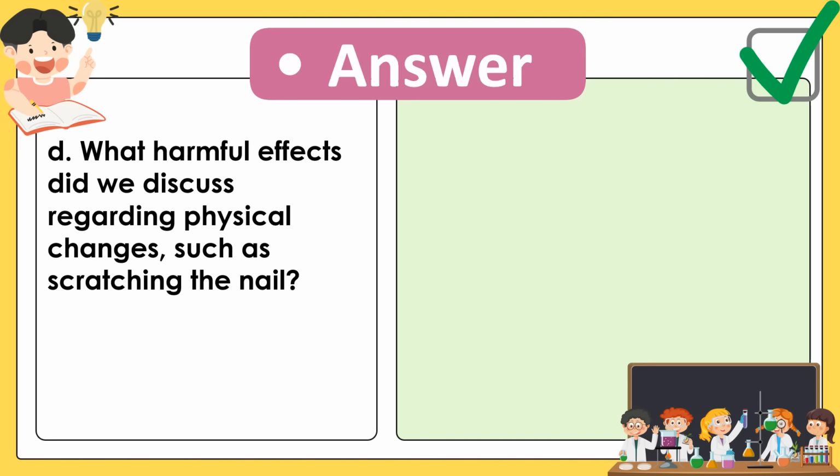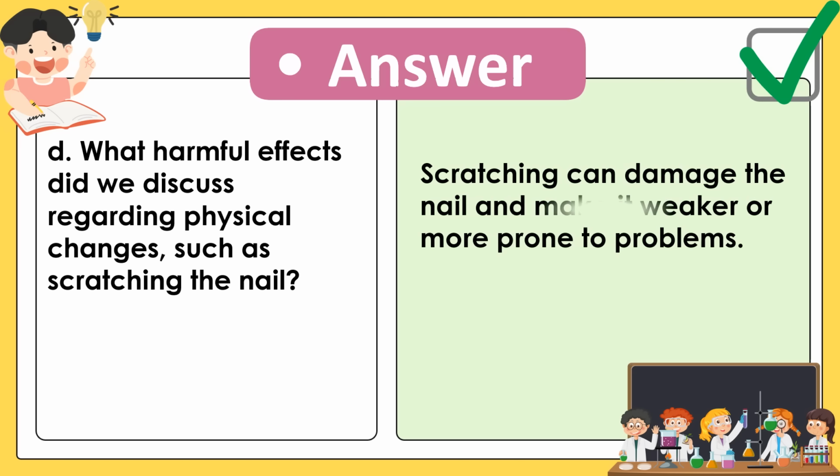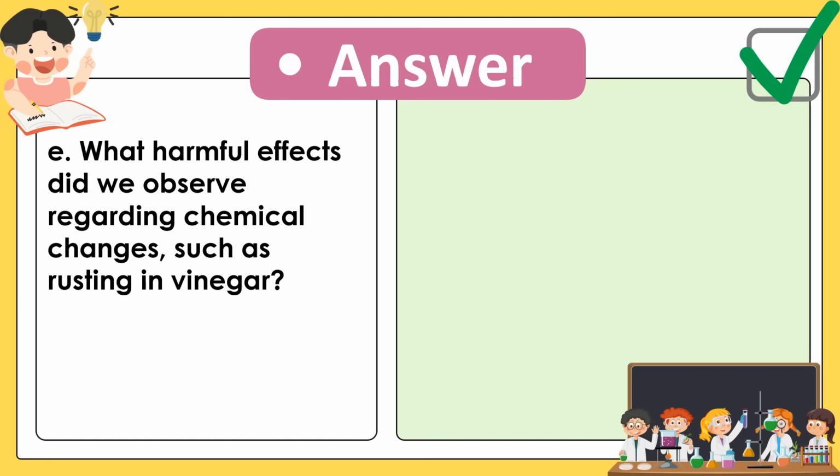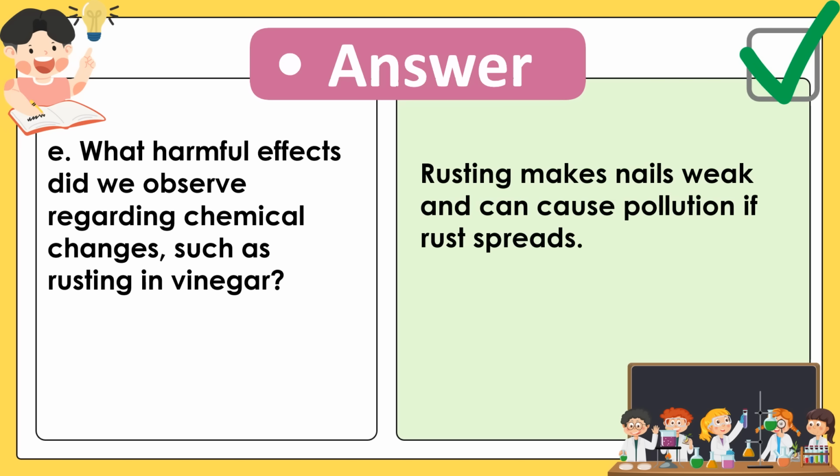D. What harmful effects did we discuss regarding physical changes such as scratching the nail? Scratching can damage the nail and make it weaker or more prone to problems. E. What harmful effects did we observe regarding chemical changes such as rusting in vinegar? Rusting makes nails weak and can cause pollution if rust spreads.